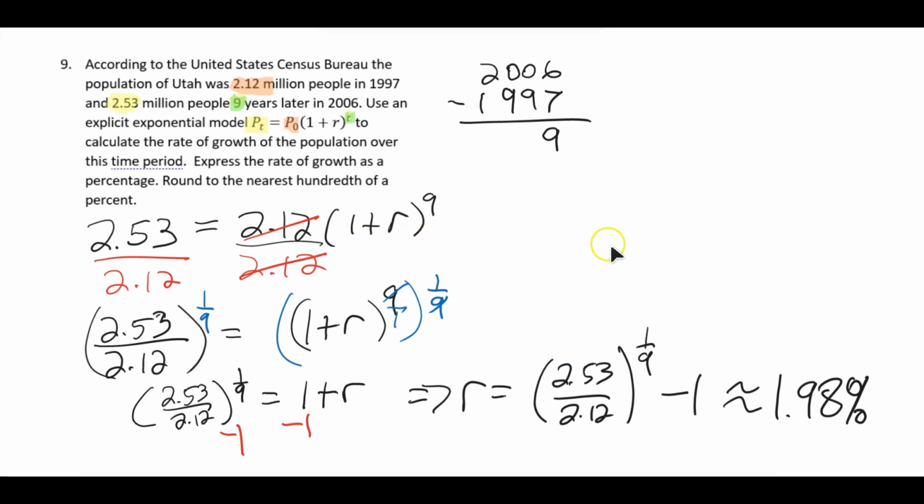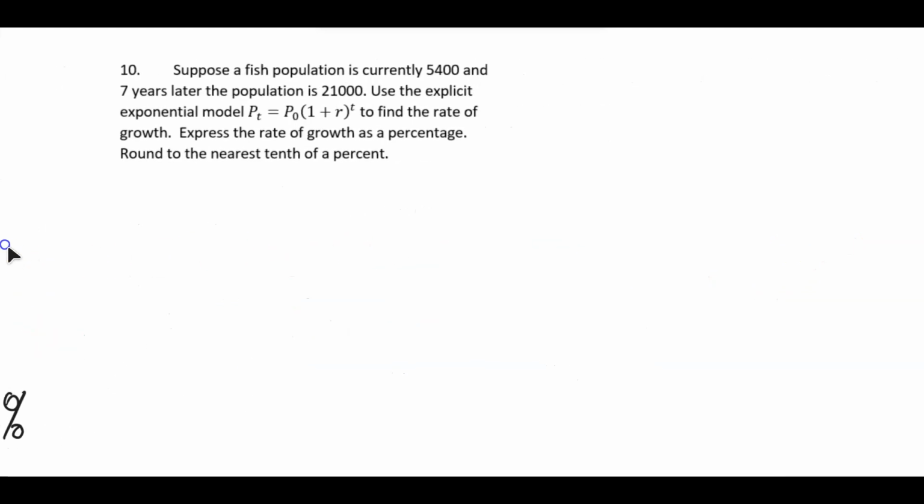All right, that's the growth rate. So what we see, a nice little alliteration in these exponential models. To find the rate, use a root, which I'm writing as a fraction exponent. Okay, go ahead and pause the video and work out question number 10.